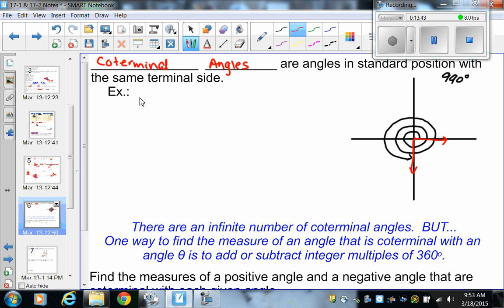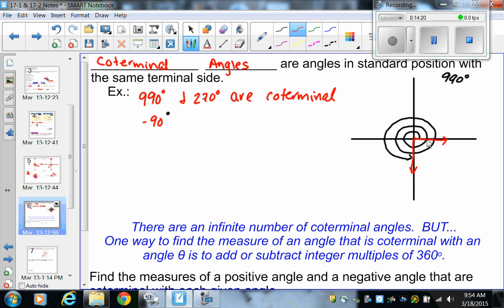So we could actually say that 990 and 270 are coterminal because they have the same terminal side. Now you could also say that negative 90, because that would be going this way, is also another coterminal angle for that same degree.